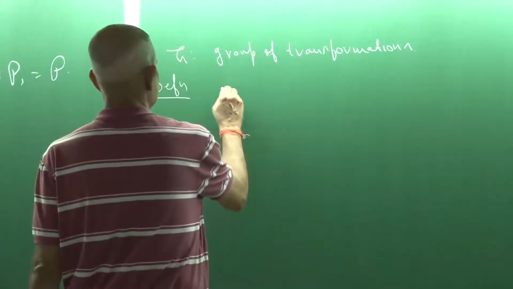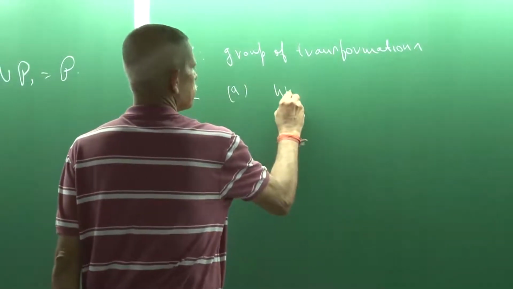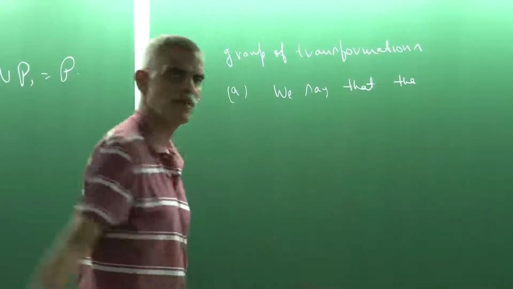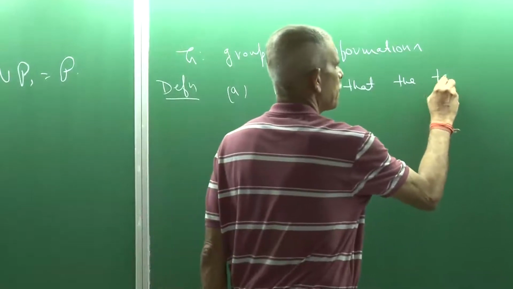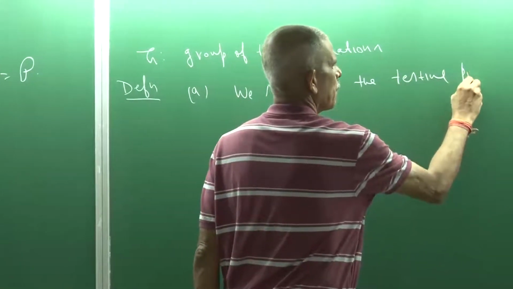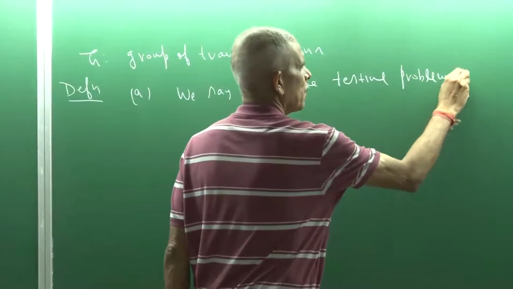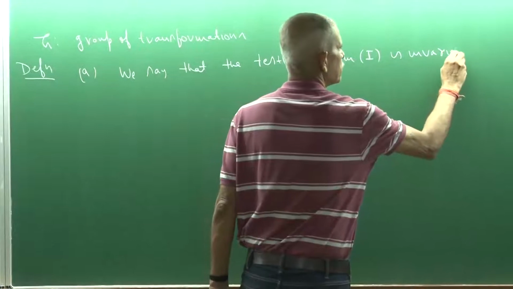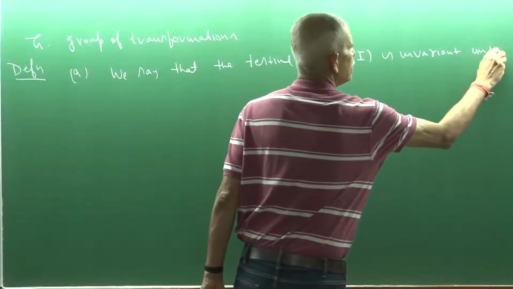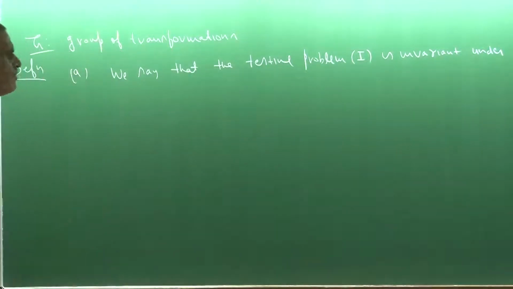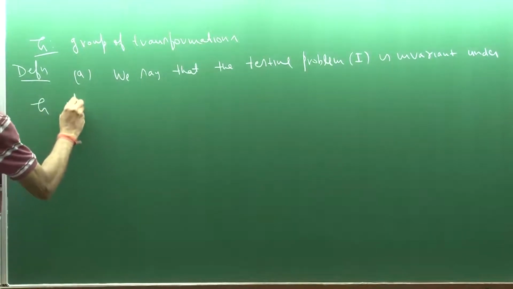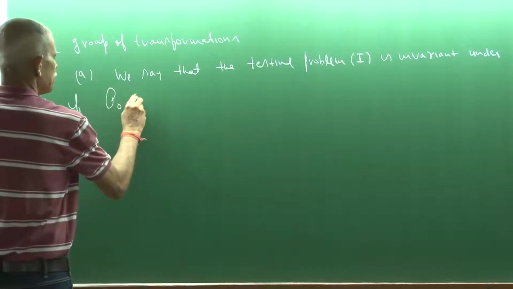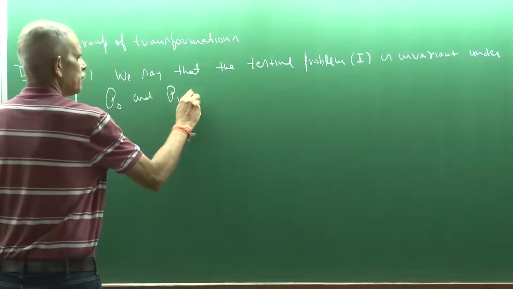So we say that the testing problem is invariant under this given group of transformations G if P0 and P1 are invariant under G. Both are invariant under G.